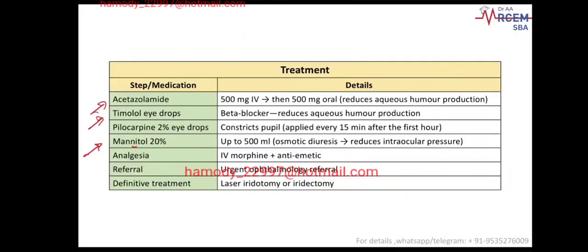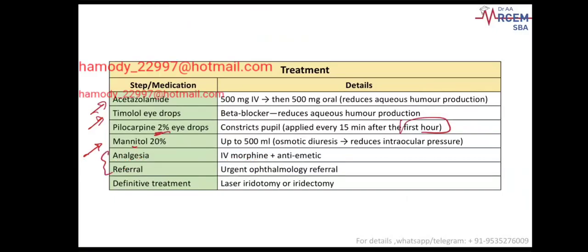So constriction of the pupil is done using pilocarpine, but pilocarpine will not be effective if you give it in the first hour. So wait for an hour after you start the treatment, then you give pilocarpine. The rest of the treatment is symptomatic, that is analgesia. Obviously, you need to refer to the ophthalmologist.